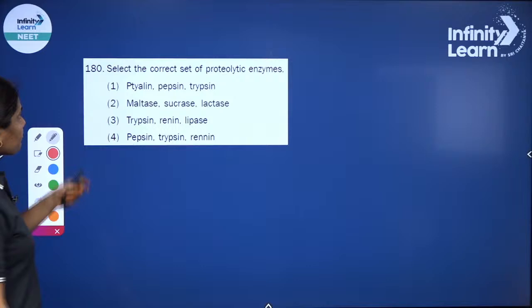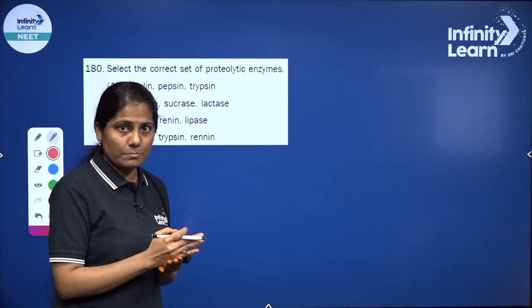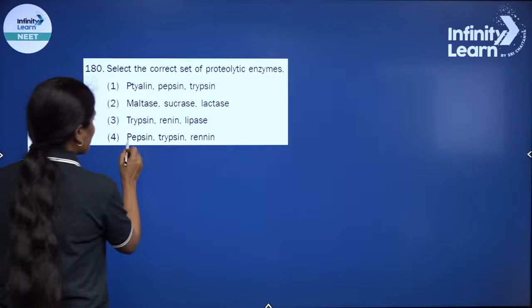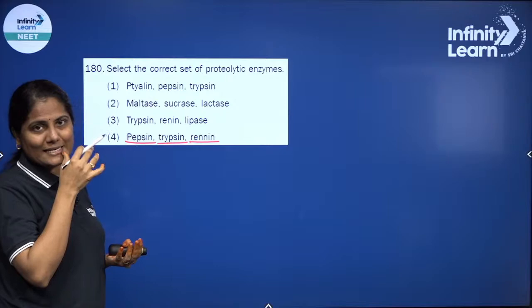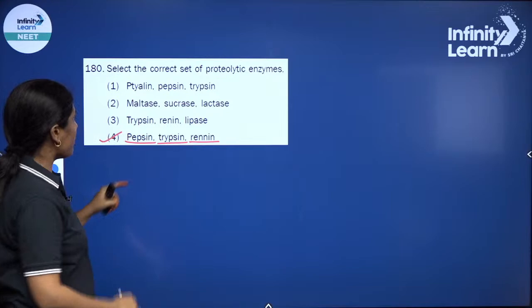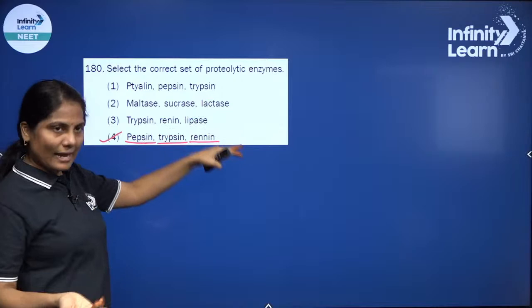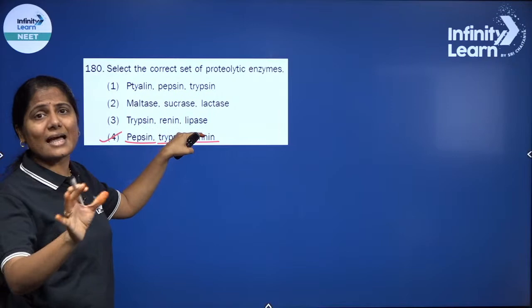Select the correct set of proteolytic enzymes. So we are looking at those enzymes which are acting on proteins, right? So pepsin, which is present in our stomach, the trypsin, which is in the intestine, then renin, which is also present in the infant stomach. These are all acting on the proteins. Why are we eliminating the other options? Ptyalin, it's an amylase, right? And then maltase, sucrase, lactase. And then we also have lipase here. Lipase, you directly know it is acting on the breakdown of fats. So we have a straight fourth option.